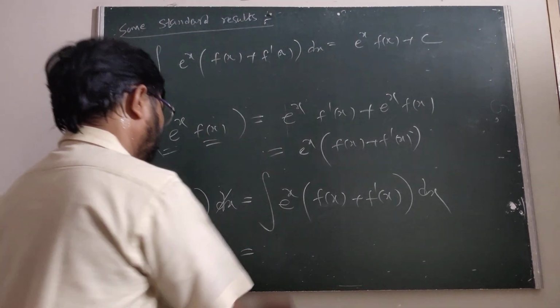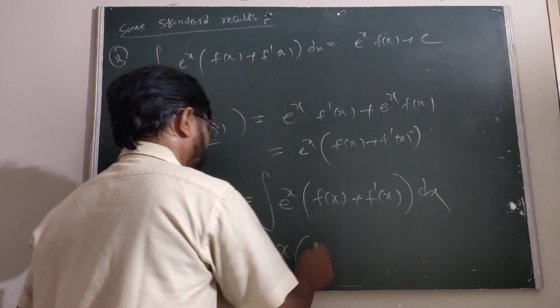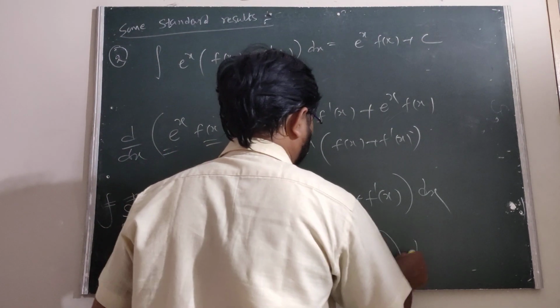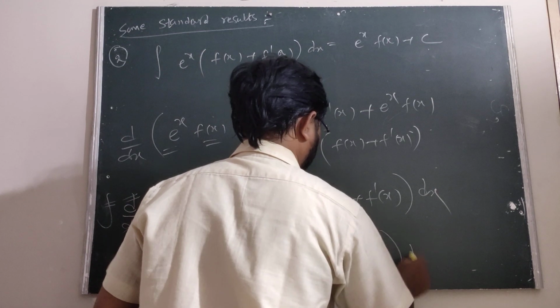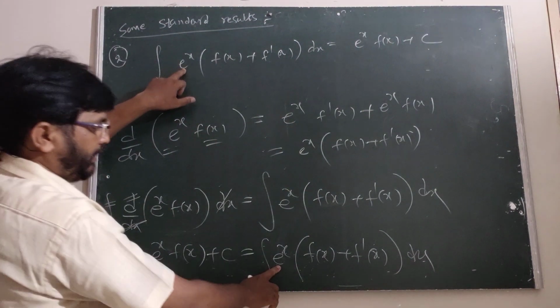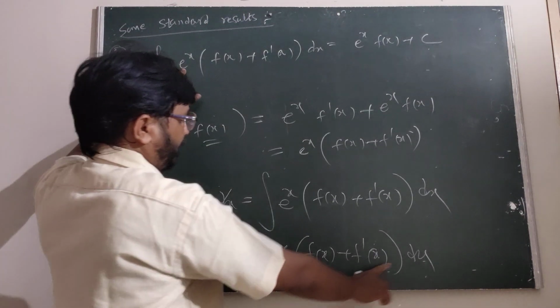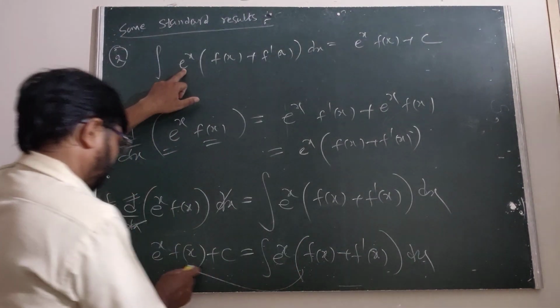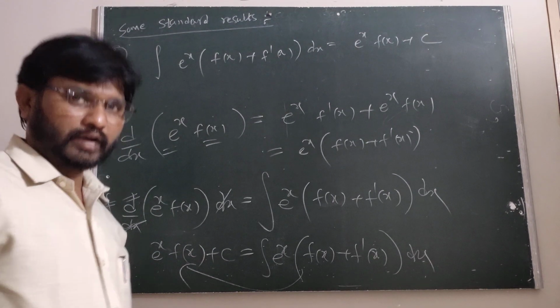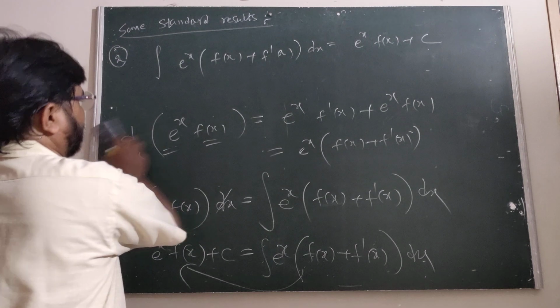So the integral of e power x into f of x plus f dash of x into dx is of the form e power x into f of x plus c. Is it clear? Therefore, e power x into f of x plus c.